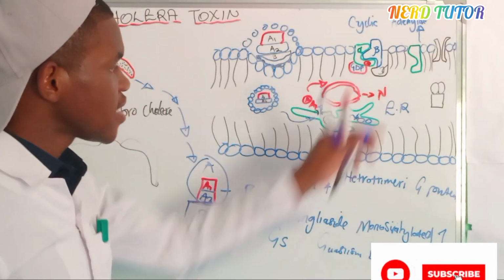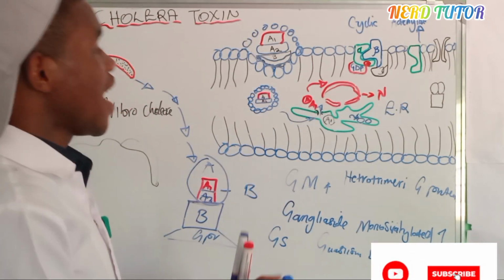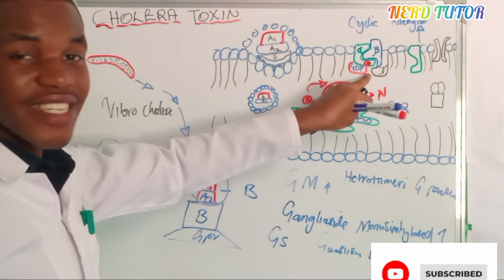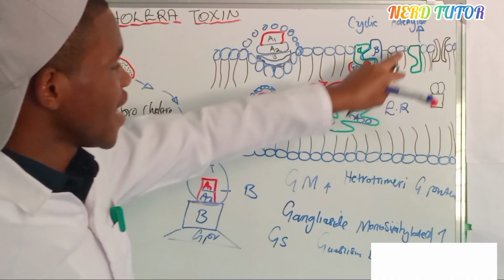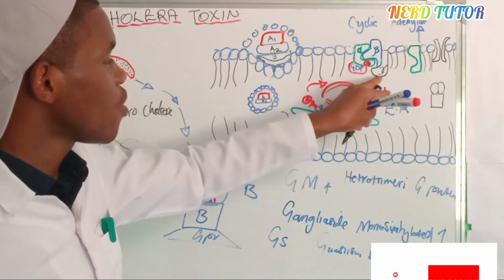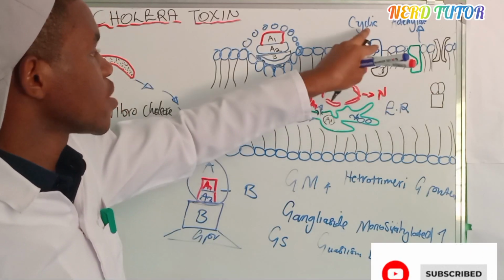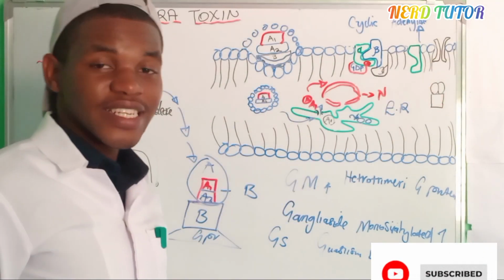What will activate this enzyme? The alpha. How? Because it has been activated in the active form. This guy will be cleaved from the heterotrimeric G protein, and then move along and come and bind here, so that the adenylate cyclase enzyme, which is this one, which is green, will be what? Activated.